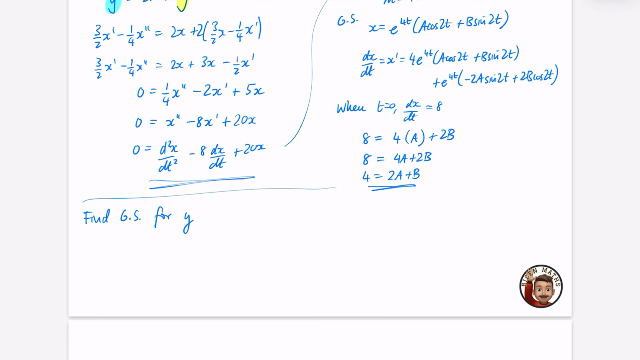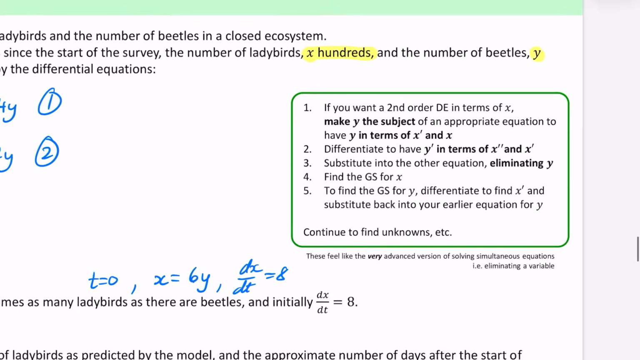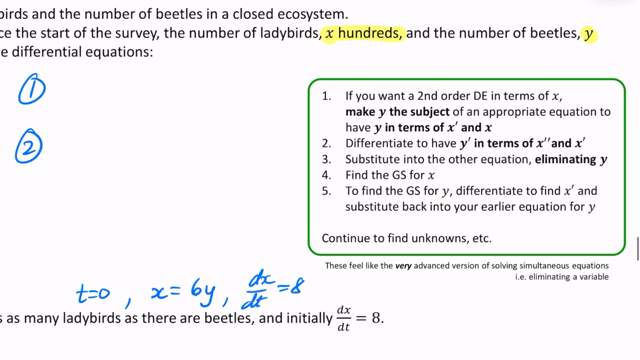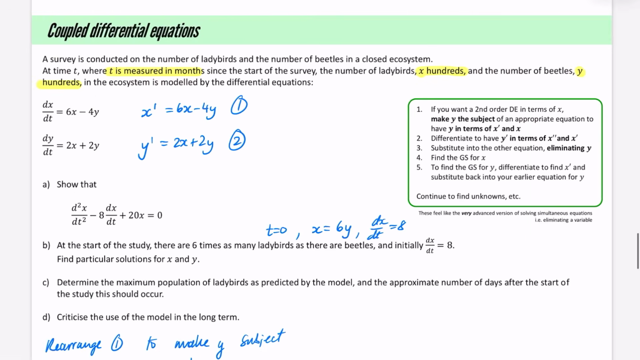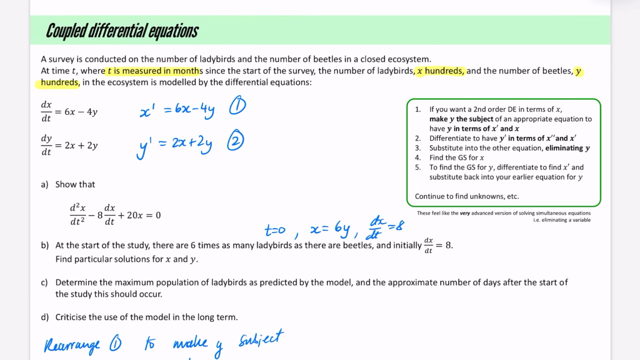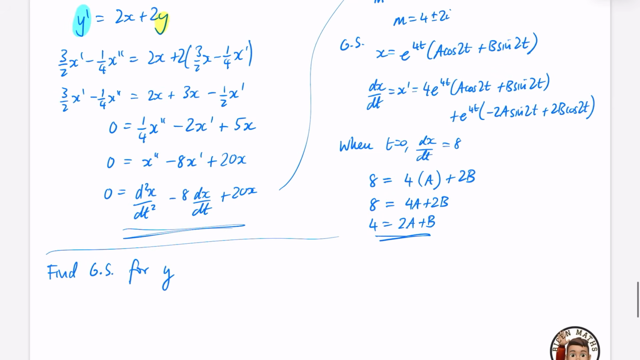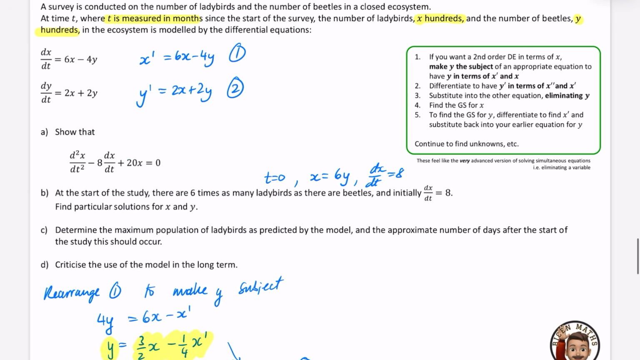And do you remember I said something in this box? I said I'll read it later. To find the general solution for y, you do not need to repeat this process up here to find this new equation for y. We actually already have the information ready to do this because we just differentiate to find x dash. We have already done that over here. We just need to substitute back into my earlier equation for y and go from there.